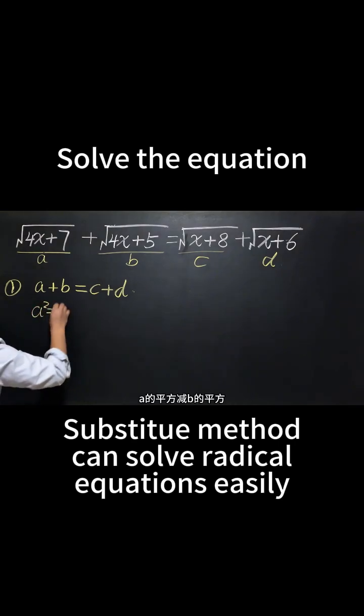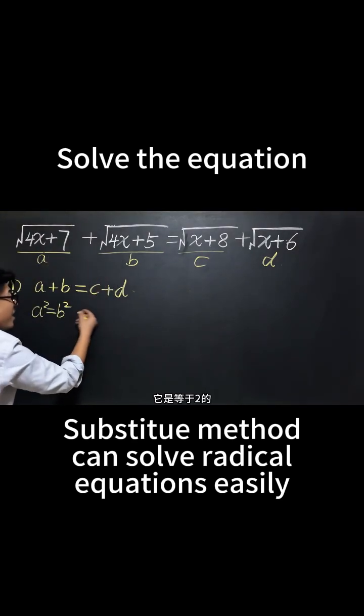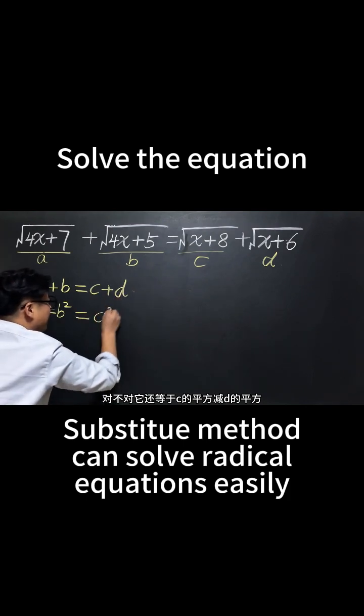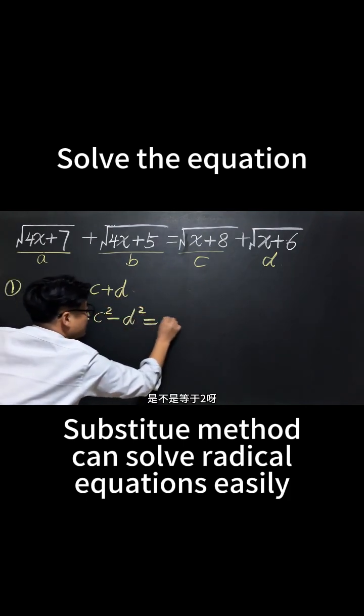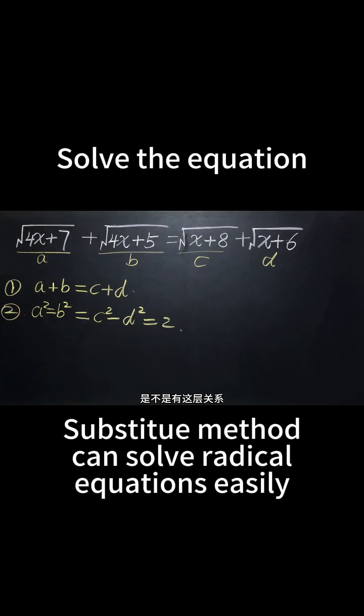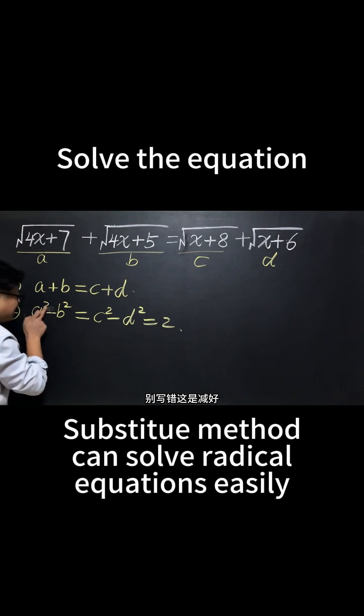See, I've got another equation. A squared minus b squared equals 2, doesn't it? It's also equal to c squared minus d squared, which is also 2, right? Isn't there this relationship? Yes, this is the second step. Pay attention. This is subtraction. Don't write it wrong. This is subtraction.